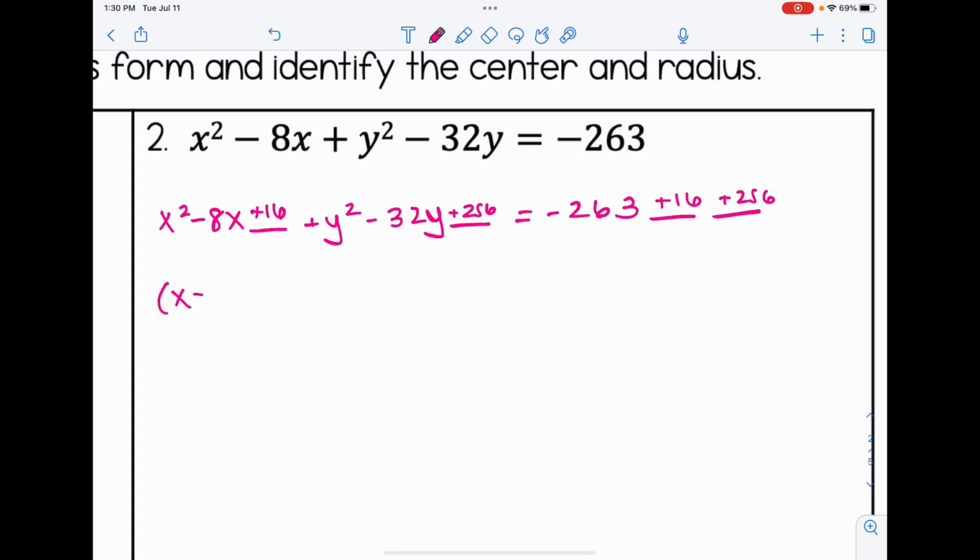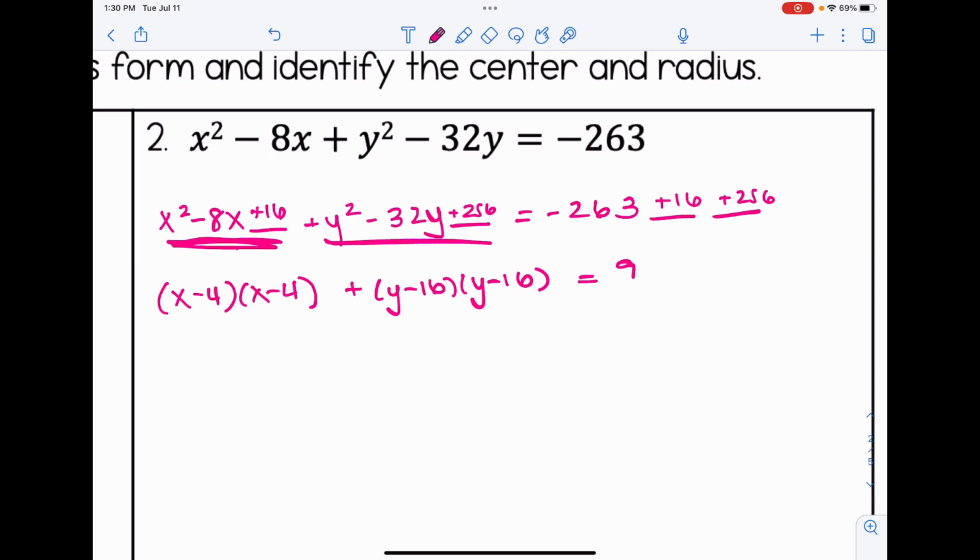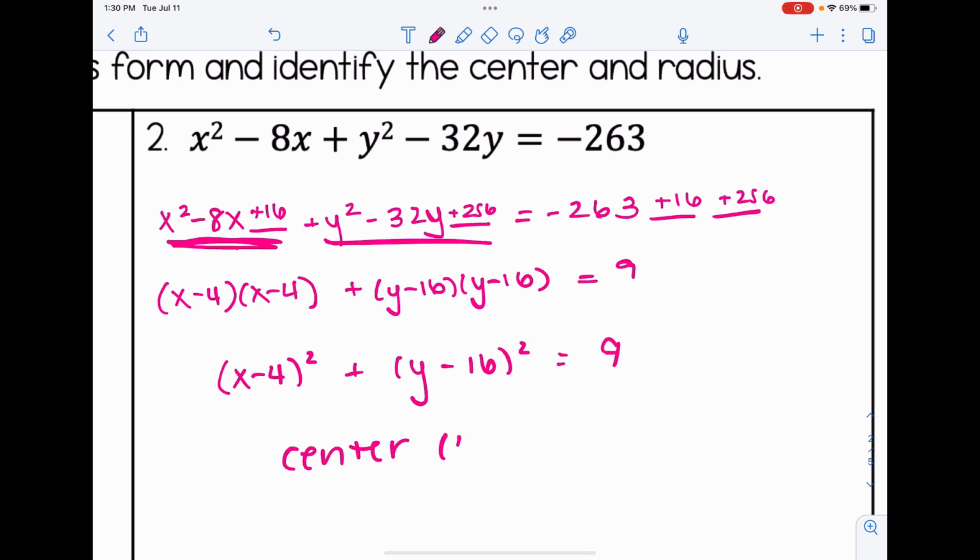All right, so let's factor. I have x minus 4, x minus 4. That's for this trinomial. For this one, I have y minus 16, y minus 16. And over on the right, if I just add those numbers, I get 9. This gives me x minus 4 squared plus y minus 16 squared equals 9 when I rewrite it. And the center of my circle then is 4, 16, and the radius is 3.